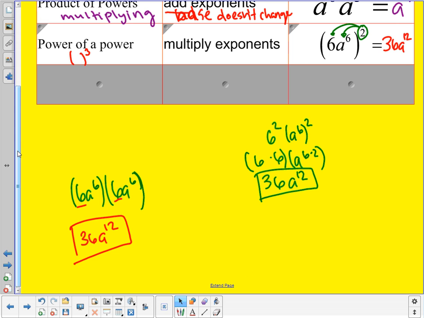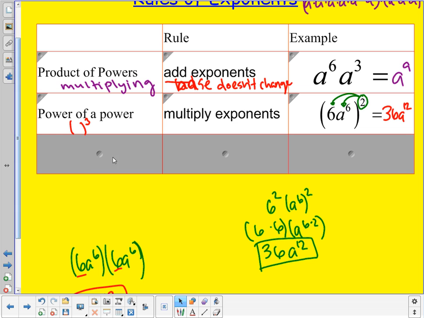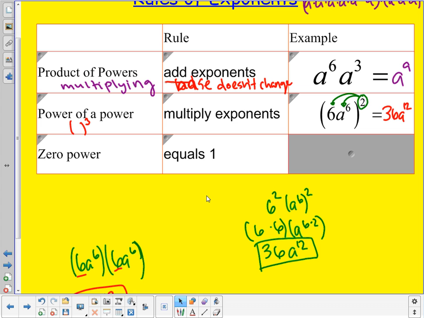The last rule of exponents that we're going to talk about today is the 0 power rule. When we have any number raised to the 0 power, it equals 1. That's it. But the thing we have to consider is that only the part that's raised to the 0 power equals 1. So the variable disappears, or I should say the base, whatever the base may be, disappears.